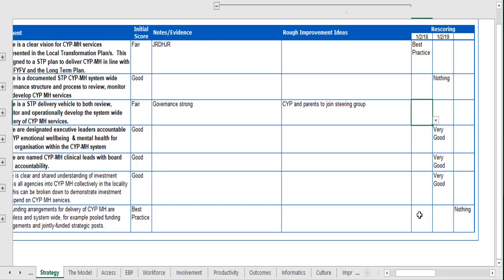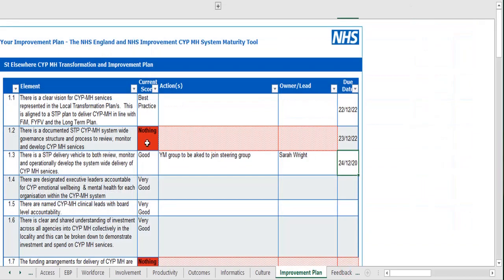So there may be that you choose at one point that you just review one element of the tool, or you may just look at certain elements at that point. What will happen is that the improvement tool will always look at the last score you had. So for this one it was fair because we had no other rescorings afterwards. So if we add in a rescoring saying that, right, we've taken that action, we've moved to good, and we go back to that improvement plan, you'll see that that's pulled straight through.